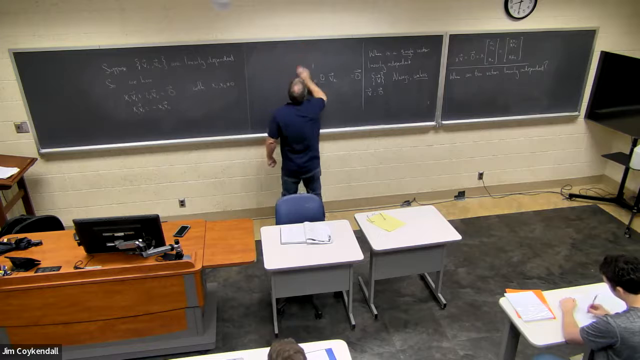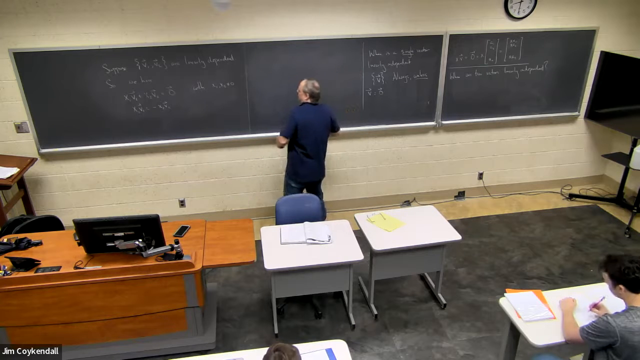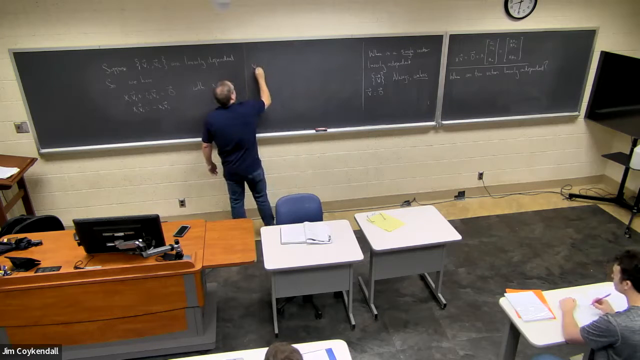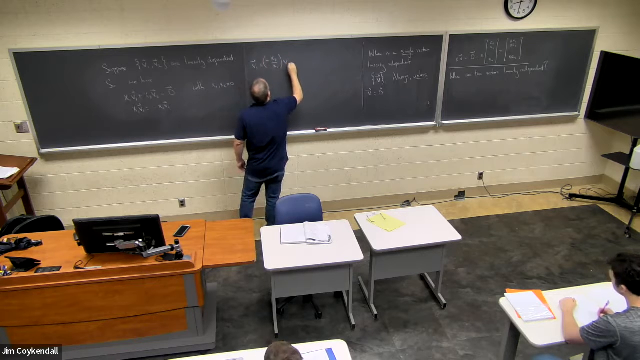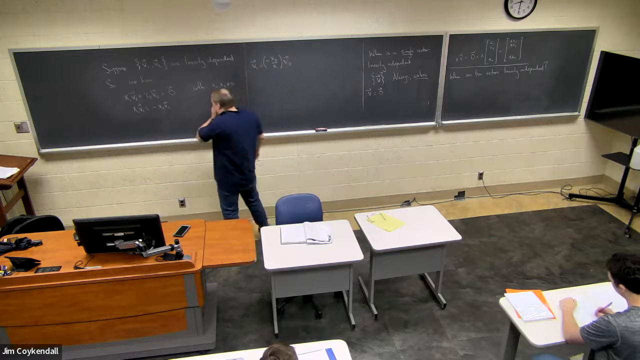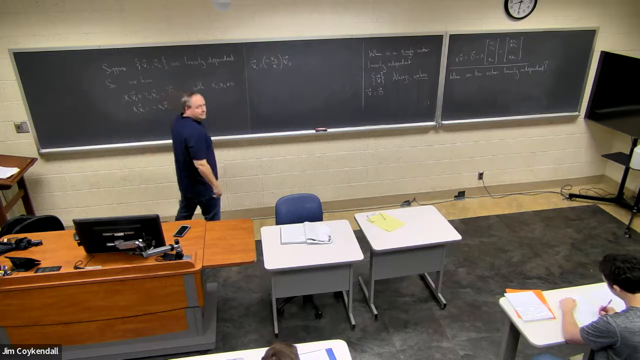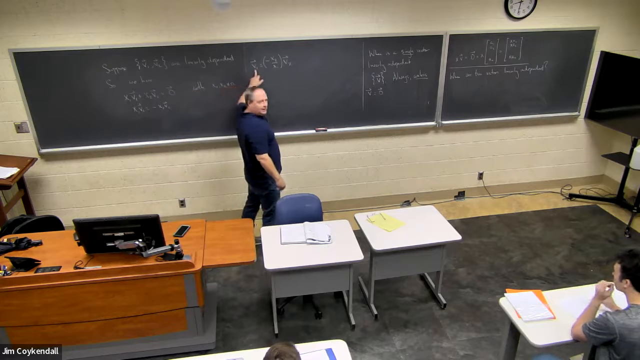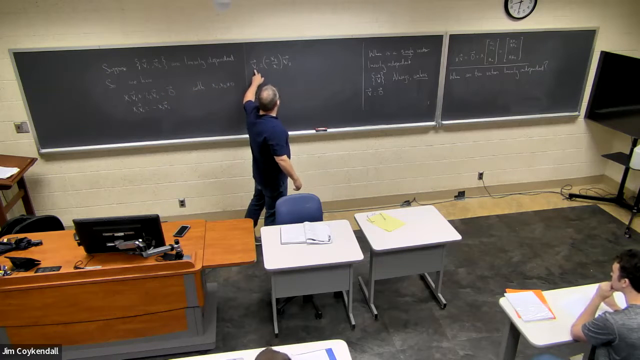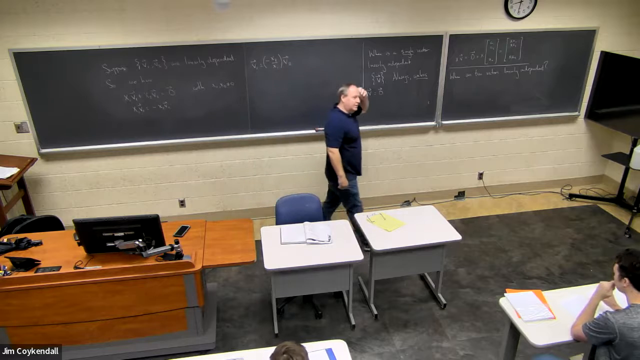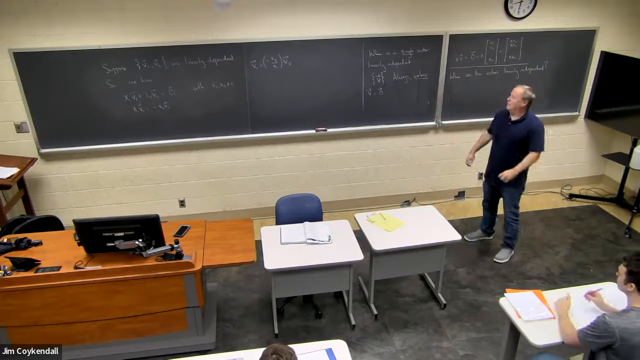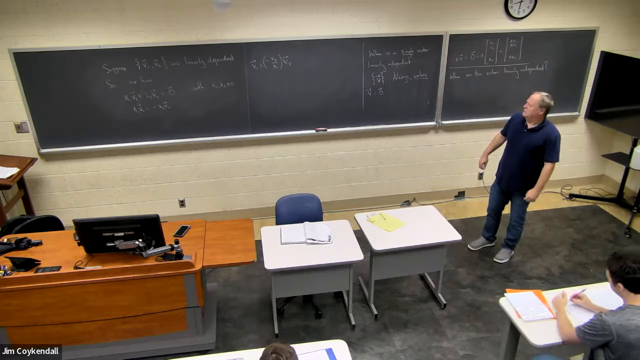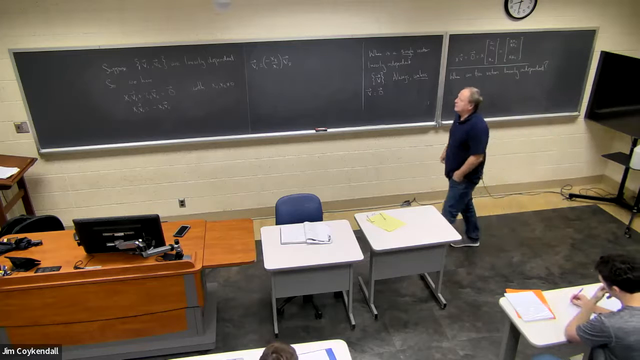And since x1 is not zero, then v1 is minus x2 over x1 times v2. Now, what does this mean? This means that v1 is a multiple of v2. In fact, it's even okay if x2 is zero, it's still okay.